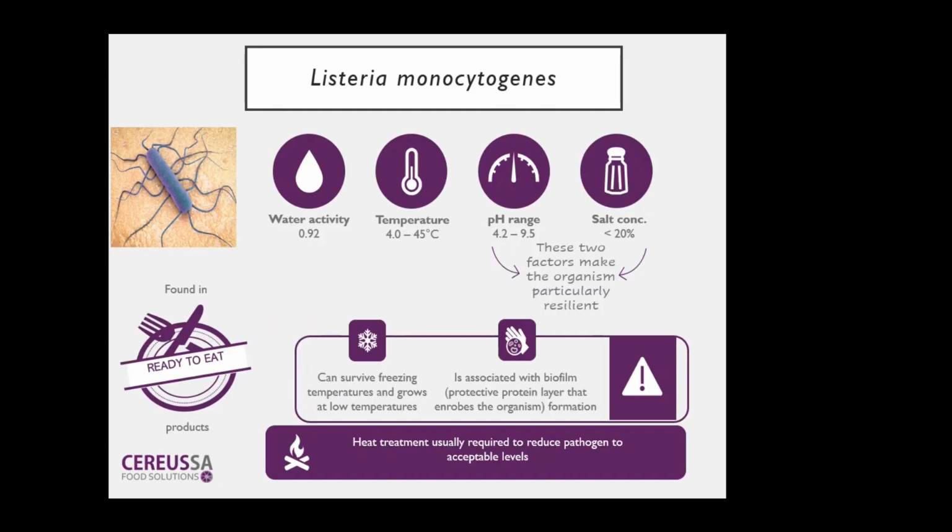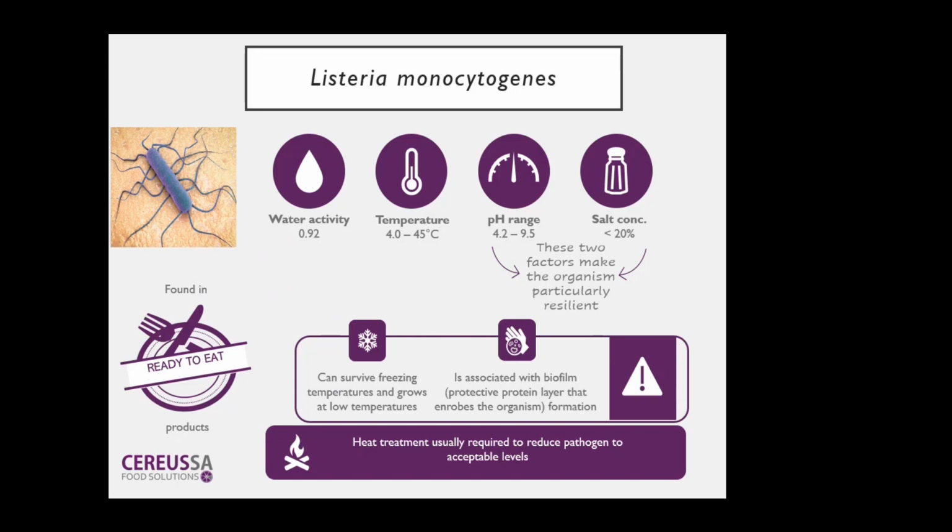Let's have a look at some of our main pathogens. Now, pathogens are disease-causing microorganisms. So these are the ones that can cause food poisoning, can cause illness, and can also lead to death. The first one we'll be looking at is Listeria monocytogenes.